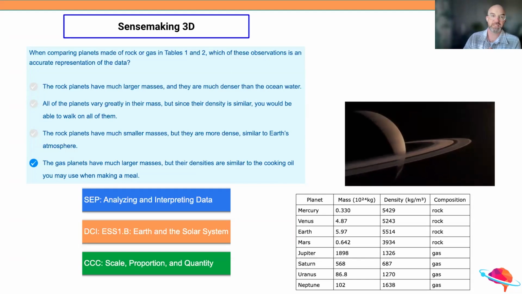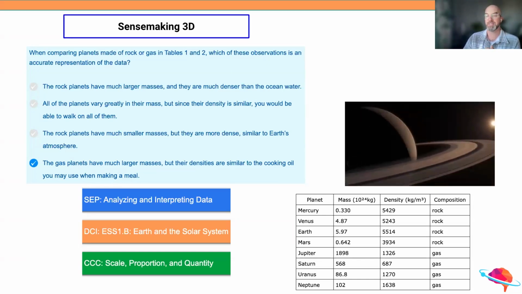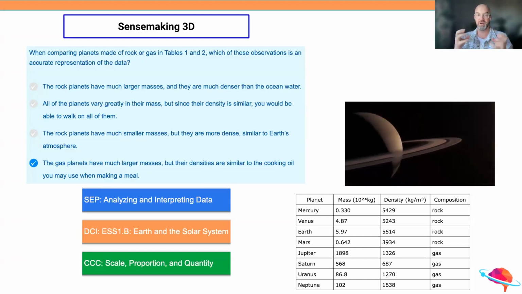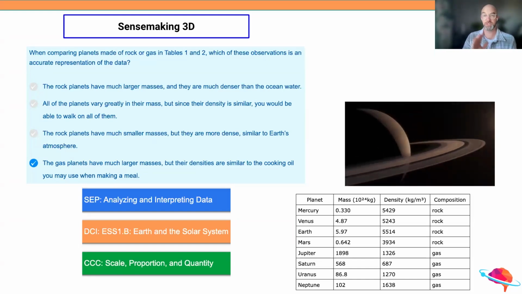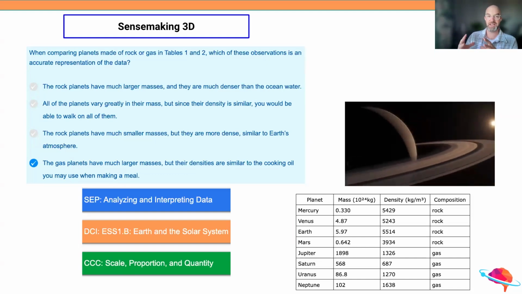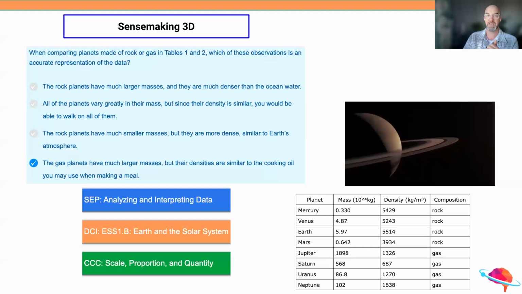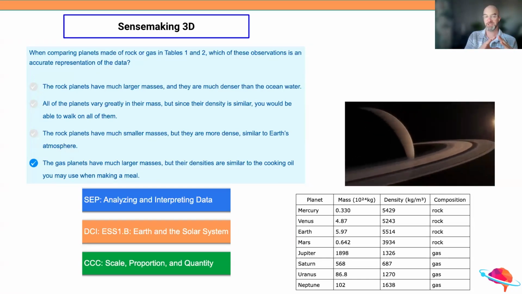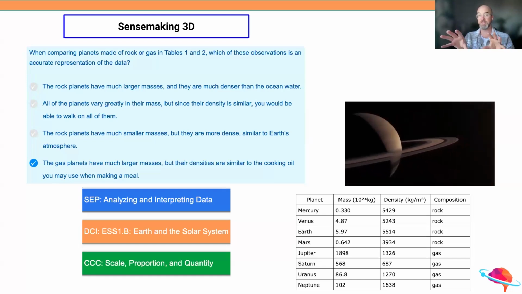So we say, when comparing planets made of rock or gas in Tables 1 and 2, which of these observations is an accurate representation of this data? Now we want students to summarize the observations and all of the information in these questions and answer this question. It's important because it's not just asking about larger versus smaller planets. It's not asking about density or mass. They have to compare the cooking oil and the planets, or the three different properties in a separate table, to the planets. This could be a memorization question, but the addition of an additional table and the comparison between those two tables is really what this question is getting at.